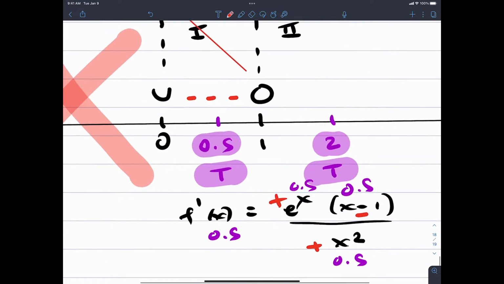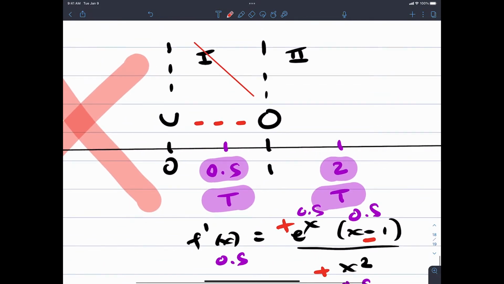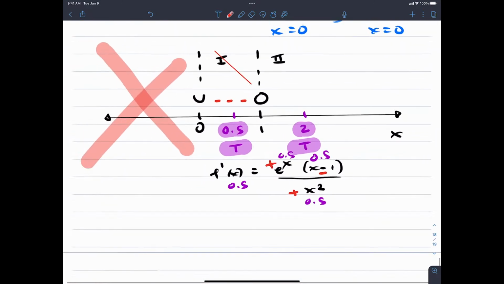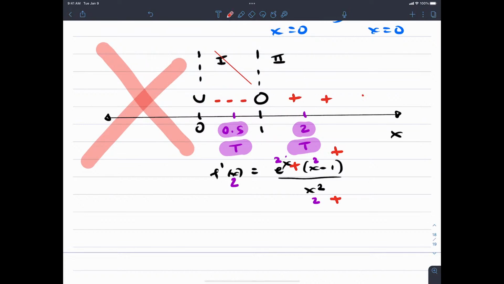Now this is testing region 1. If you test region 2, what's the value here? Let's plug in 2. e squared is positive, and then 2 minus 1 is positive, and 2 squared is positive. So what you're really seeing is a positive, a positive, and a positive, and we know that makes this region positive. And that means the first derivative is positive. You have an increasing slope.